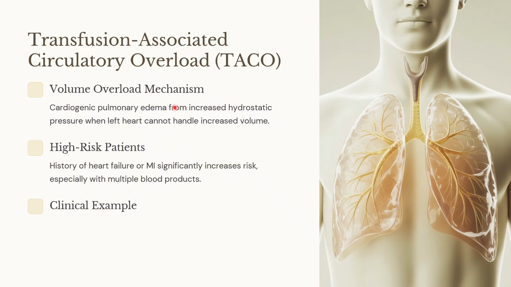So this will happen when they have a history of heart failure or MI and they are loaded with multiple blood products. So mostly the clinical example will be an elderly person who had a prior MI, develops dyspnea and bilateral crackles 30 minutes after receiving crystalloids plus 4 units of RBC. Here if you see, when they have a history of MI or a heart disease and they develop circulatory overload 30 minutes after receiving the crystalloids, then it is typically due to TACO, transfusion associated circulatory overload.